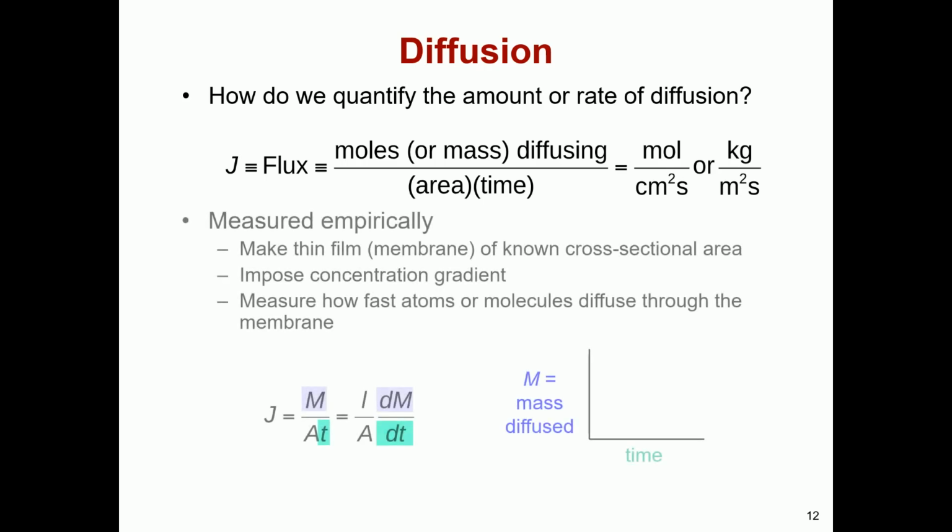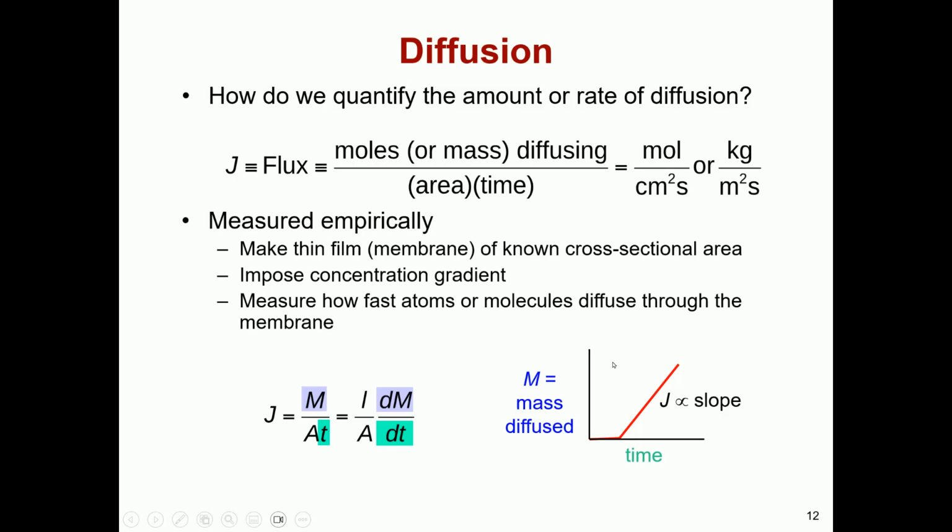How do we measure the flux experimentally? We create a thin film membrane with a known cross-sectional area, establish a concentration gradient across it, and then measure how rapidly atoms or molecules diffuse through it. By plotting the mass diffused versus time, we obtain the flux from the slope. This flux is proportional to this slope.